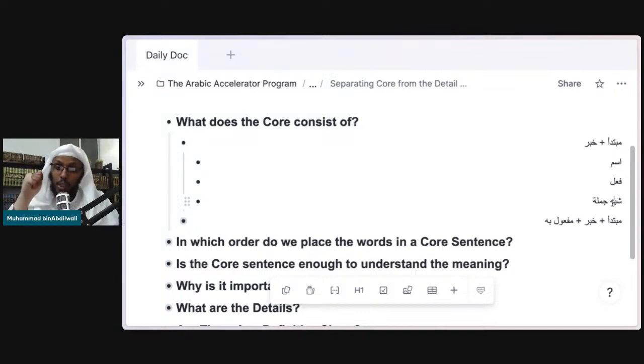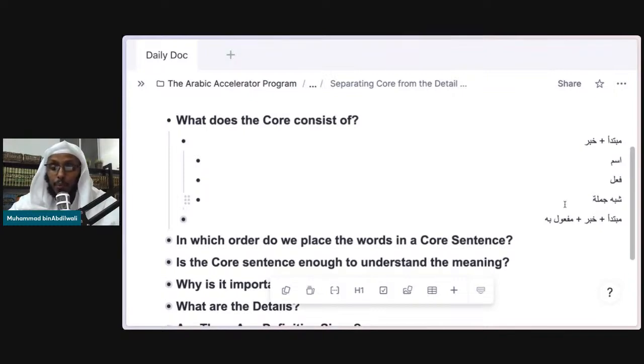So again, when we have a mubtada, we can describe it by using a noun, or we can use a fi'l to say what that person did, or we can use a shibh jumla to say where he or she is, or when it is. Like the ikhtibar yawm al-ahad, for example. And there's more to it actually. There's a reason for that, but that would be too technical. We can talk about that later.